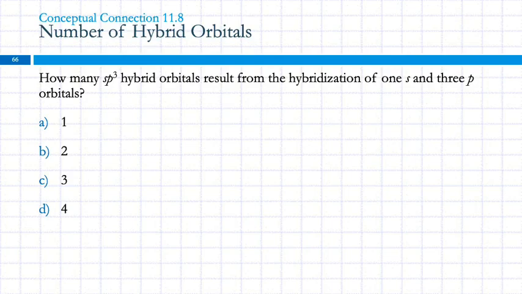So how many sp3 hybrid orbitals result from the hybridization of 1s and 3p orbitals? How many orbitals are we starting with? 4. 1s and 3p. 1 plus 3 is 4, right? If we start with 4 regular orbitals, we end up with 4 hybrid orbitals. Okay? You're going to get 4 sp3s.